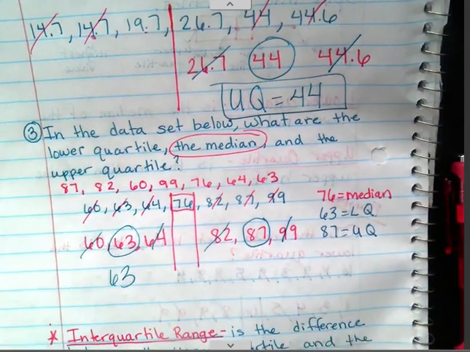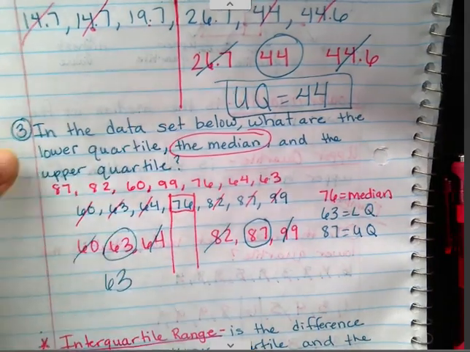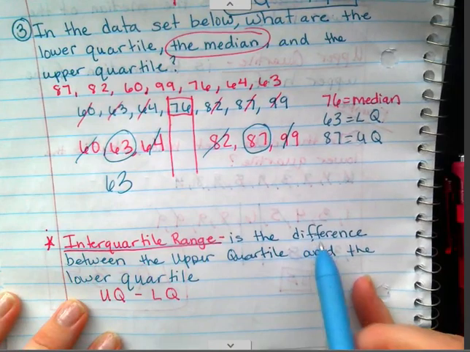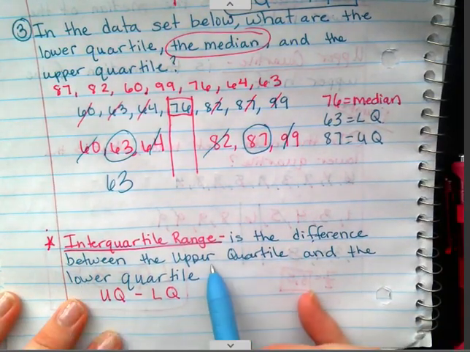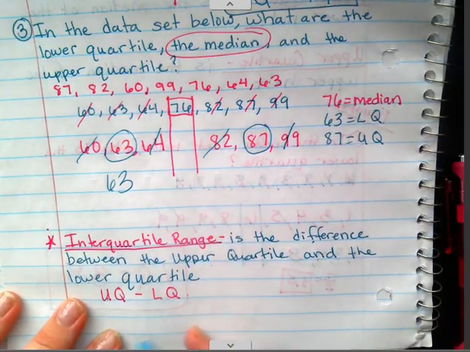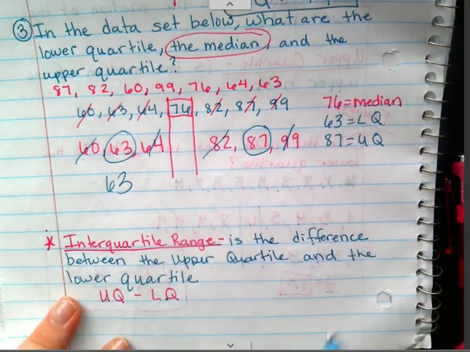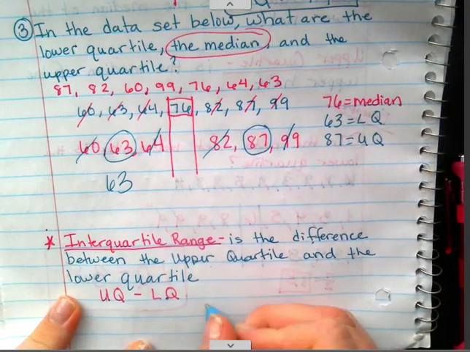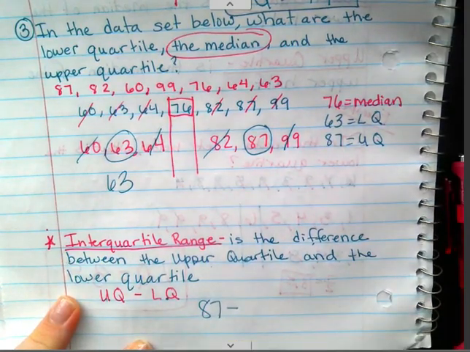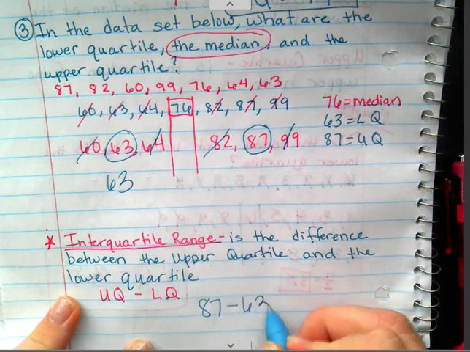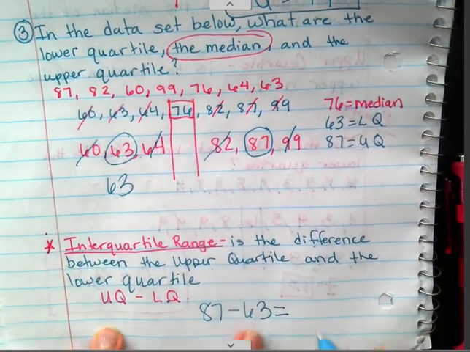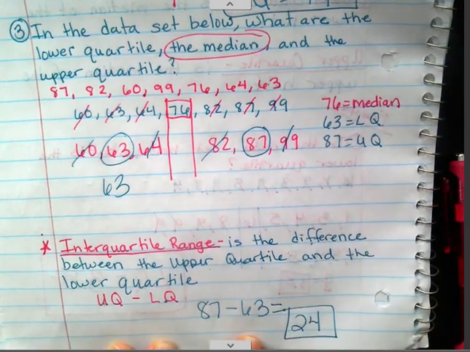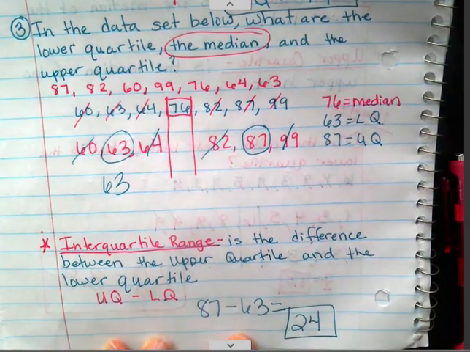Okay. And then the last thing that IXL is going to ask you is, what is the interquartile range? Well, interquartile range is the difference. Remember, difference means to subtract, between the upper quartile and the lower quartile. So for this question, we first find our upper quartile, which is 87, then subtract our lower quartile, 63. If I subtract those two, I get my interquartile range of 24. So that's how you find the interquartile range.